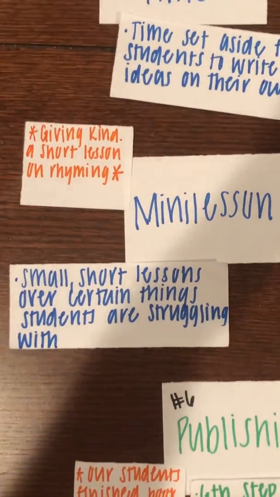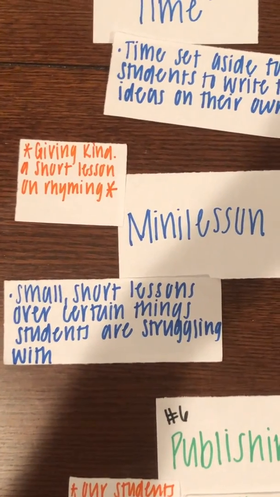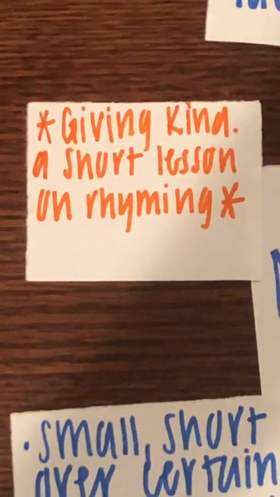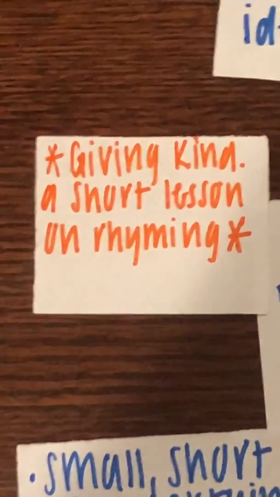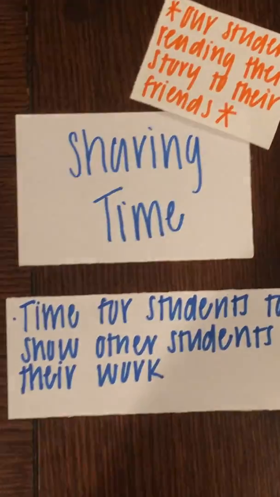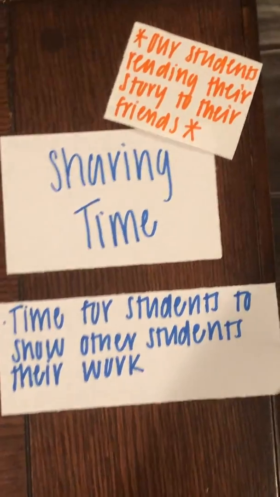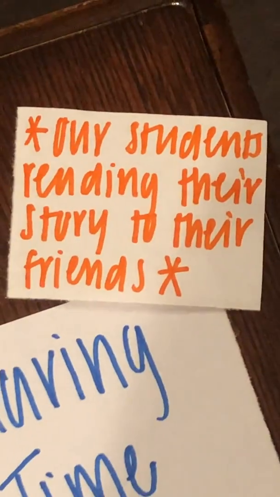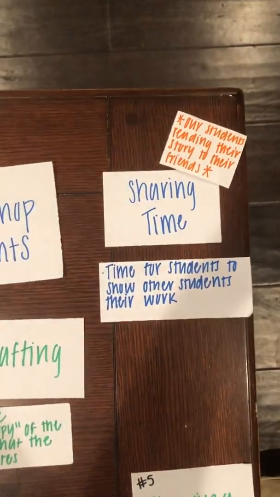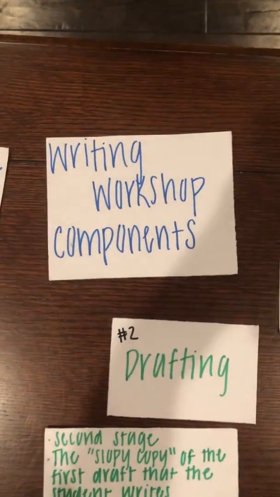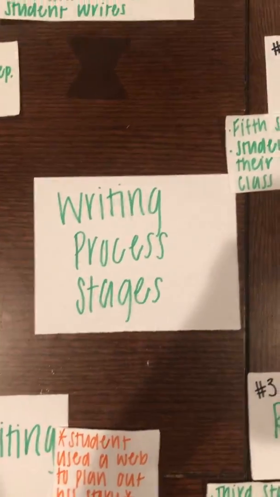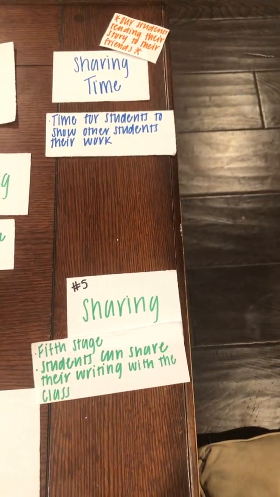A mini lesson is small, short lessons over certain things that the students are struggling with. For example, if you give a kindergartner a short lesson on rhyming. Sharing time is time for students to show other students their work. For example, our students this semester reading their story to their friends. Sharing time of the writing workshop components and sharing of the writing process stages are very similar in those ways.